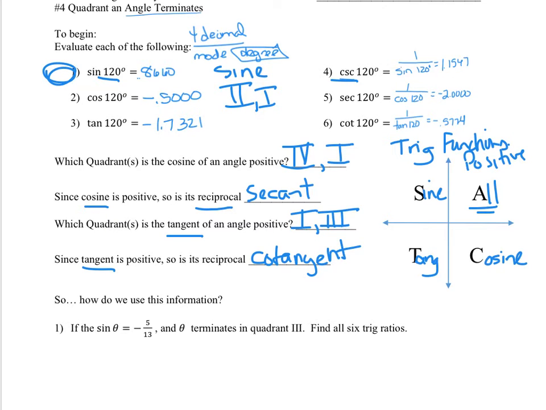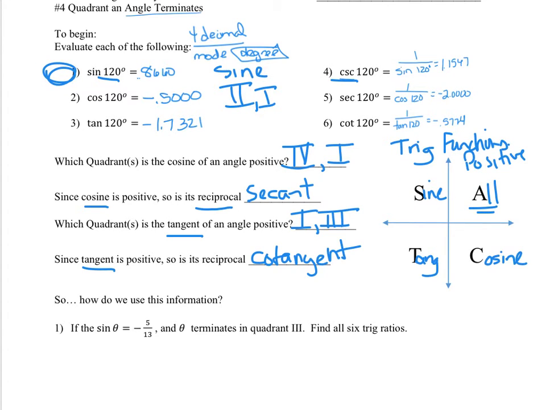Okay, and we have mnemonic devices like, it goes 1, 2, 3, 4, remember, for all the quadrants. So all students take calculus. There are other ones that are inappropriate to speak, but ask your friends, they'll tell you. So ASTC is there to remind you that all of them are positive in quadrant 1.